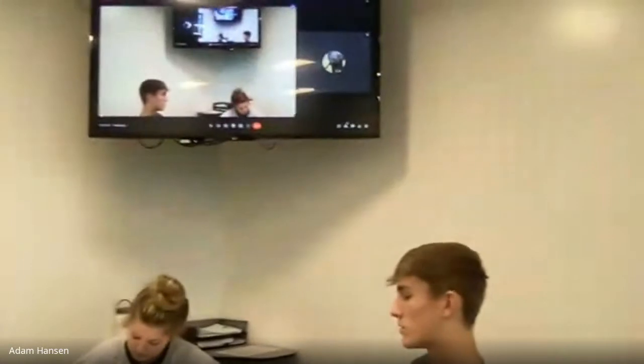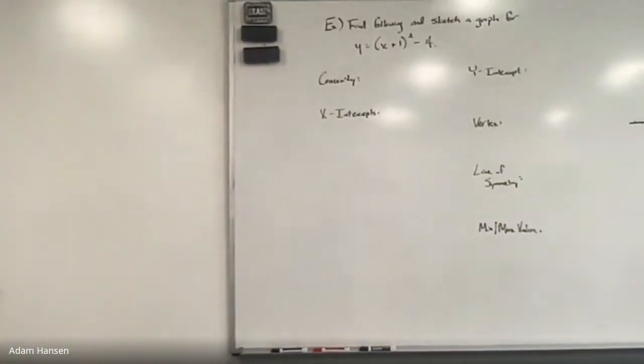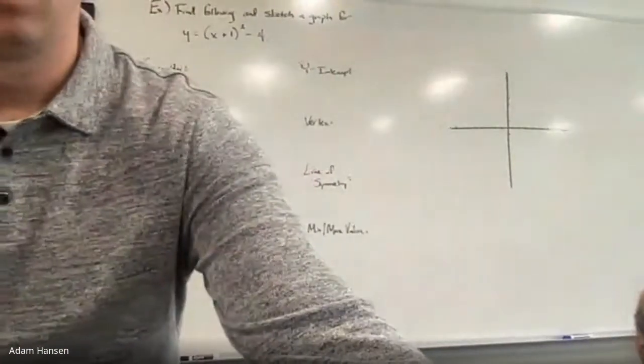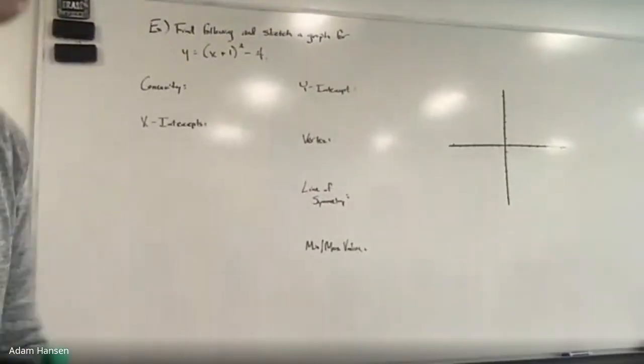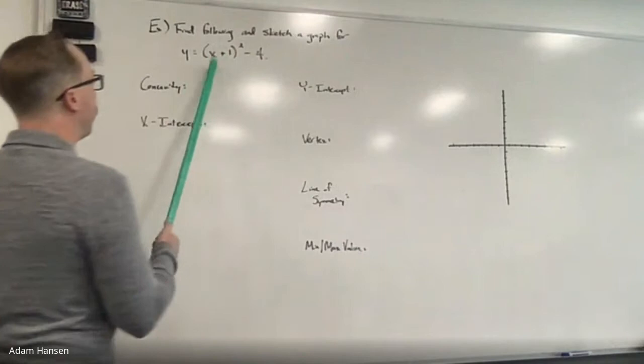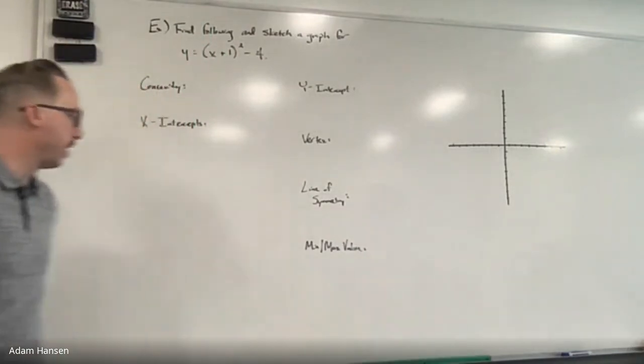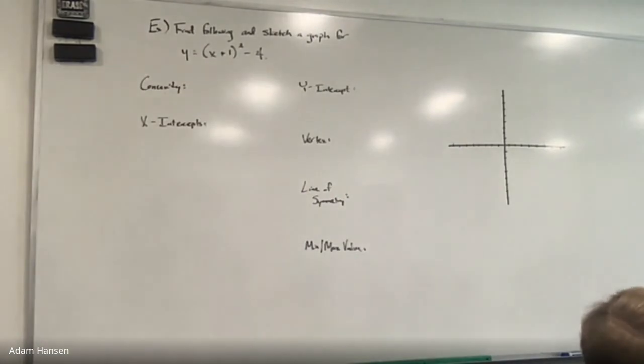Okay. Then let's kind of see this in action here. Find the following and sketch a graph for y equals (x plus 1) squared minus 4. Find the following and sketch a graph for this vertex form equation. y equals quantity x plus 1 squared minus 4.